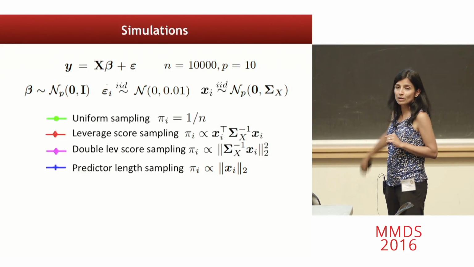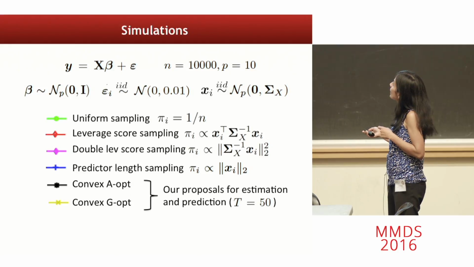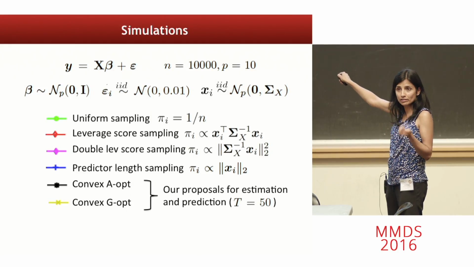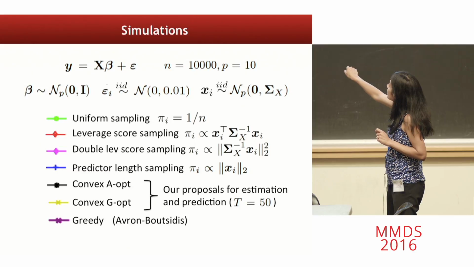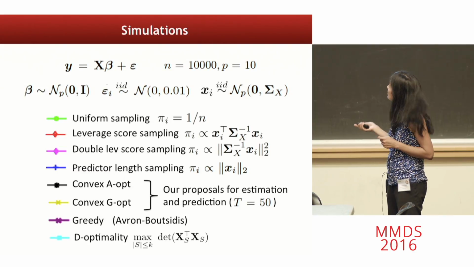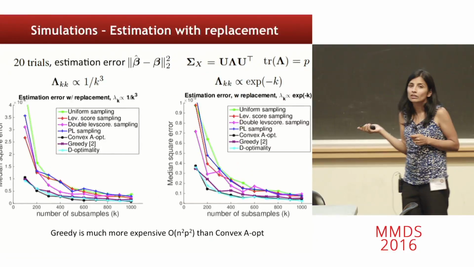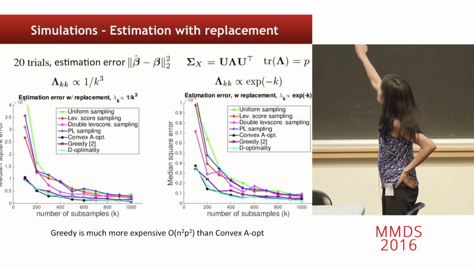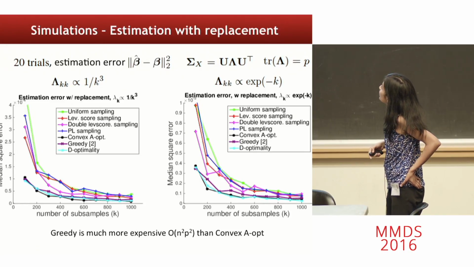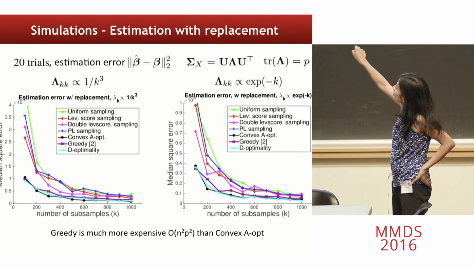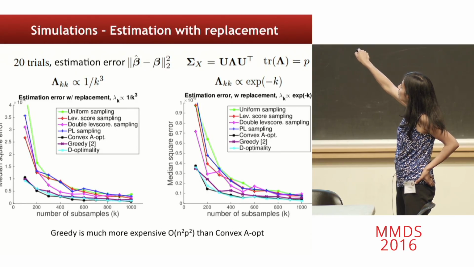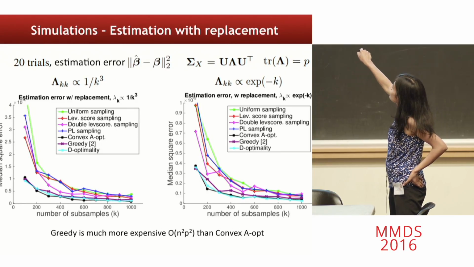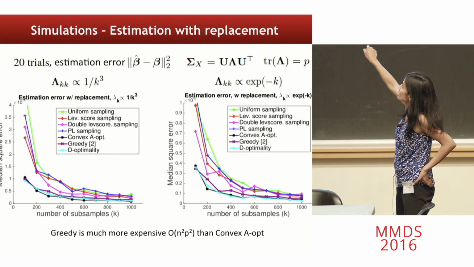Predictor length sampling, where you just sample proportional to the norm of each row. The convex A and G optimality criteria that I just proposed. And the greedy method of Ebron and Butius's paper, and D-optimality. Okay? And so here's how the results look for estimation. These are for two different spectral decays, exponential and cubic. We see that the uniform sampling, which is green, and the blue and magenta curves, the predictor length sampling being the blue one, and the leverage score being red and magenta, are all much worse.